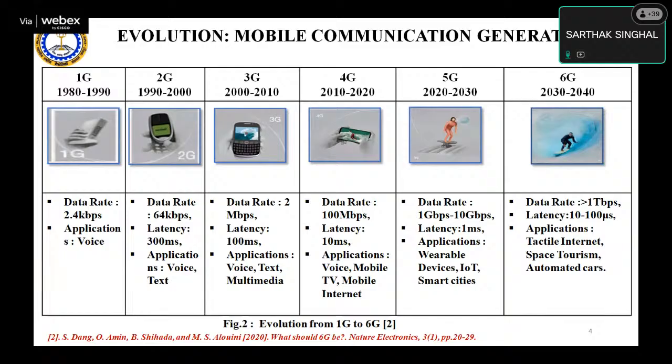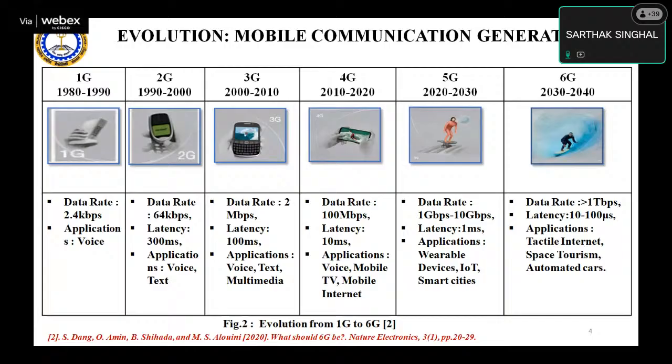Now we are talking about the evolution of mobile communication generations. If we start with 1G, initially we were able to only transfer voice signals or audio signals with a data rate of 2.4 kbps only. With 2G we are able to transmit voice and text both, because the data rate was increased, with a latency of 300 milliseconds.